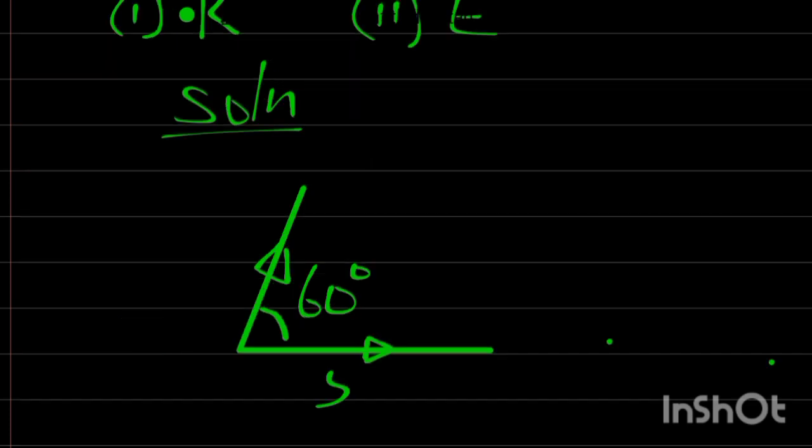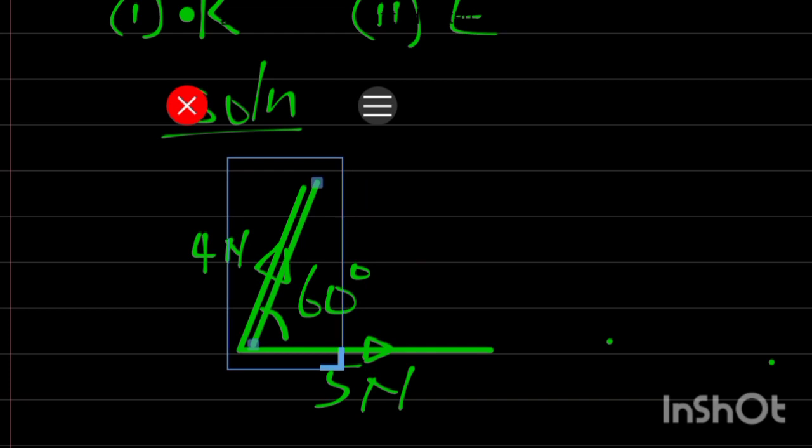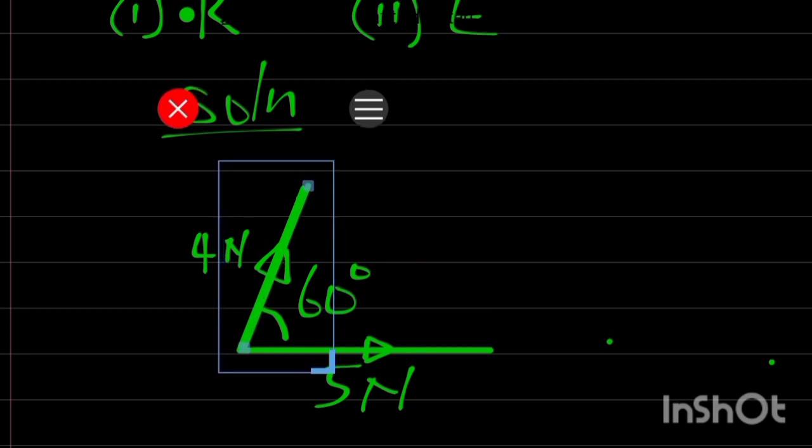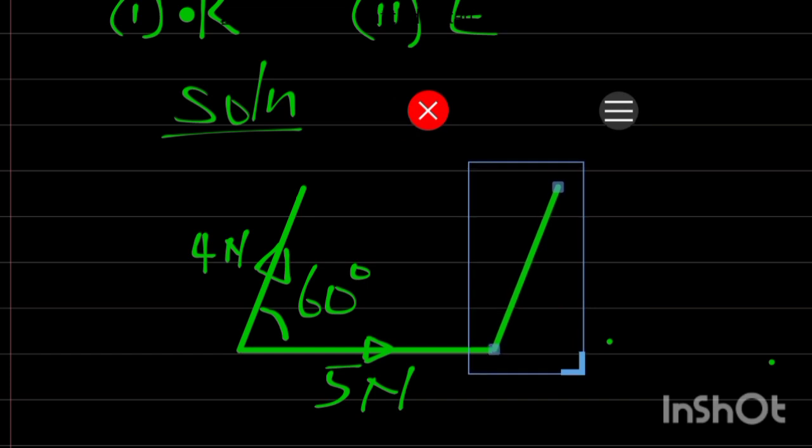5 Newton and then 4 Newton acting at a point. Now we want to find their resultant force. We are going to use the parallelogram law of vectors. Now all I have to do is complete this shape to form a parallelogram. I will transfer this line of 4 Newton parallel to it to the end of the 5 Newton line.